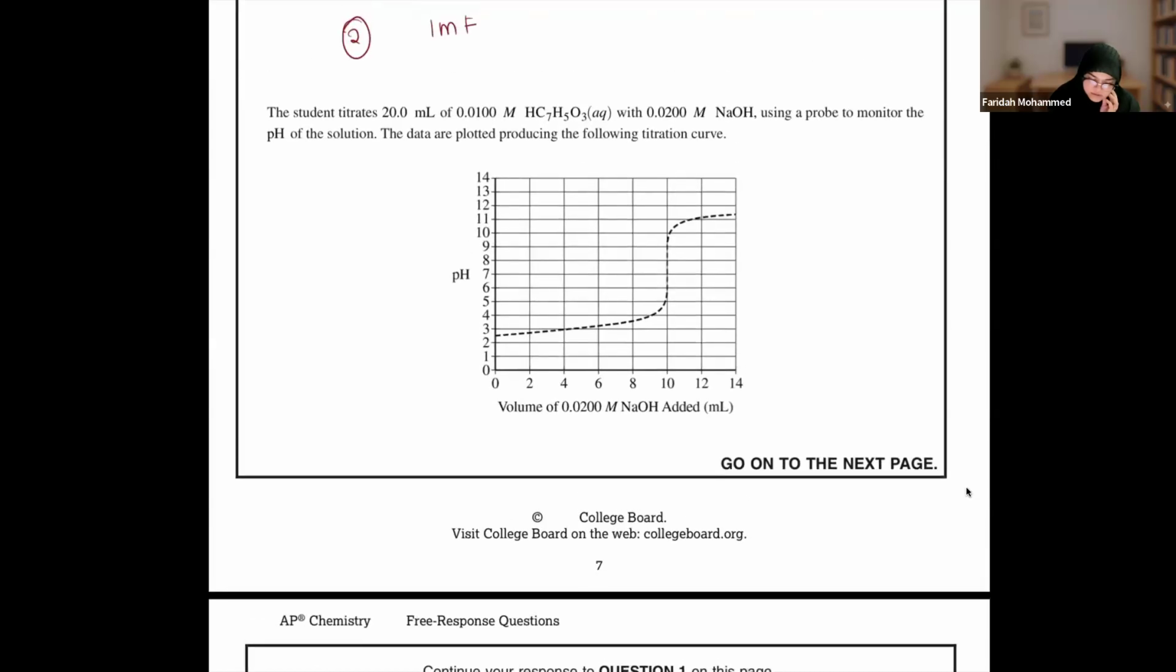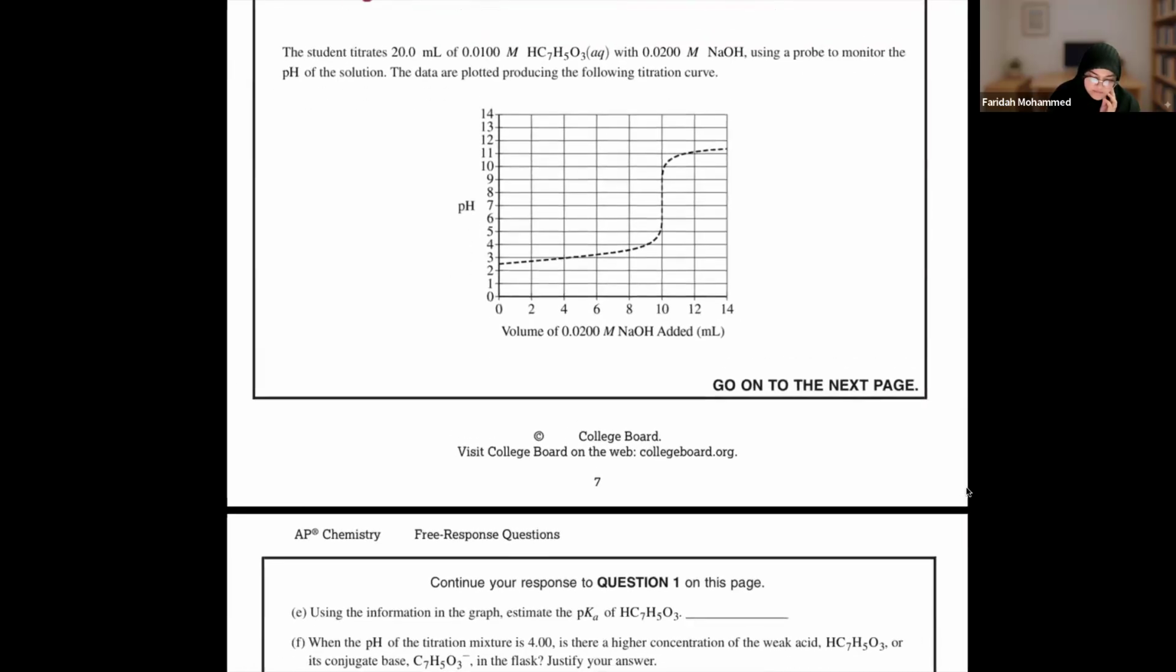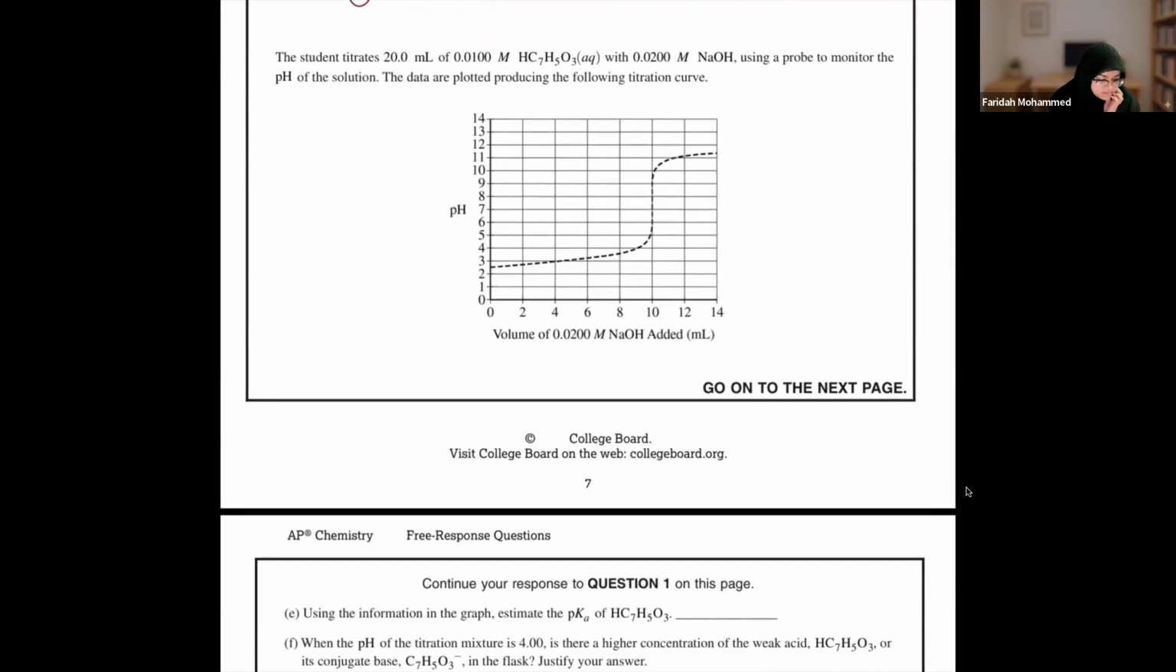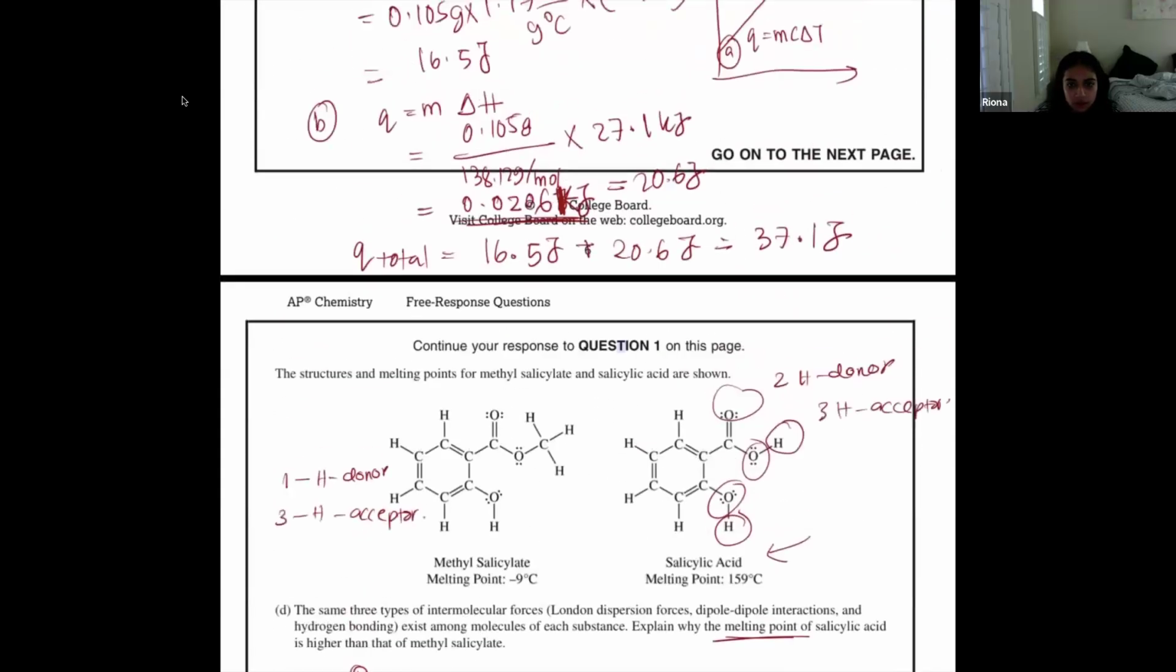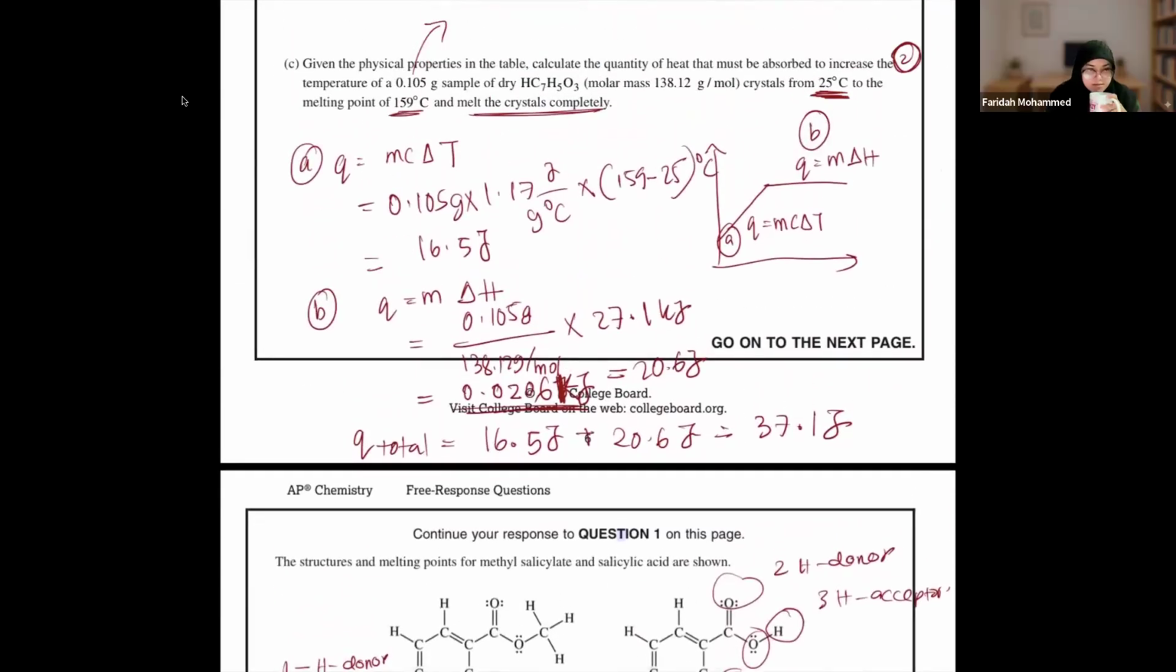Okay. Now find the pKa value. Find the pKa value. Yes, Rihanna? Is it possible for you to go up to question C again? I just wanted to see one of the equations that I wanted to write down. Yeah. Okay, you can take a picture. I got it. Thank you.